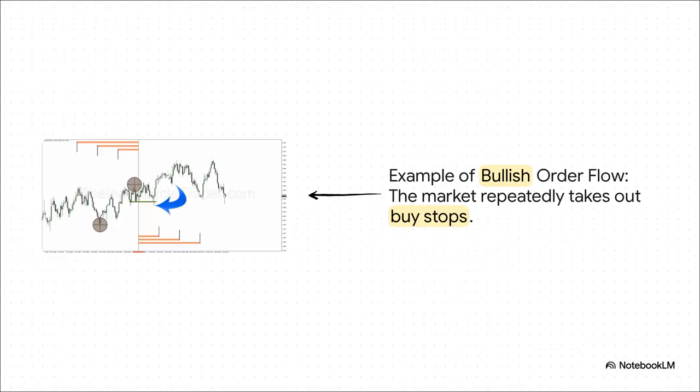It's a textbook example. You see how price makes a low, and then wham, it rallies up and takes out that previous high. Then it pulls back a bit. And then what does it do? It rallies again to clear out the next set of buy stops. This isn't random. This is a systematic raid on the buy-side liquidity. It's screaming bullish institutional intent.